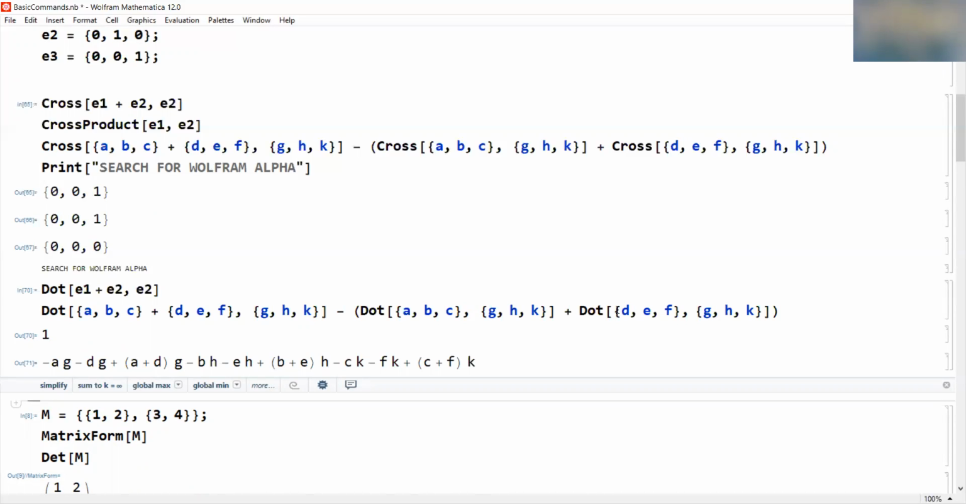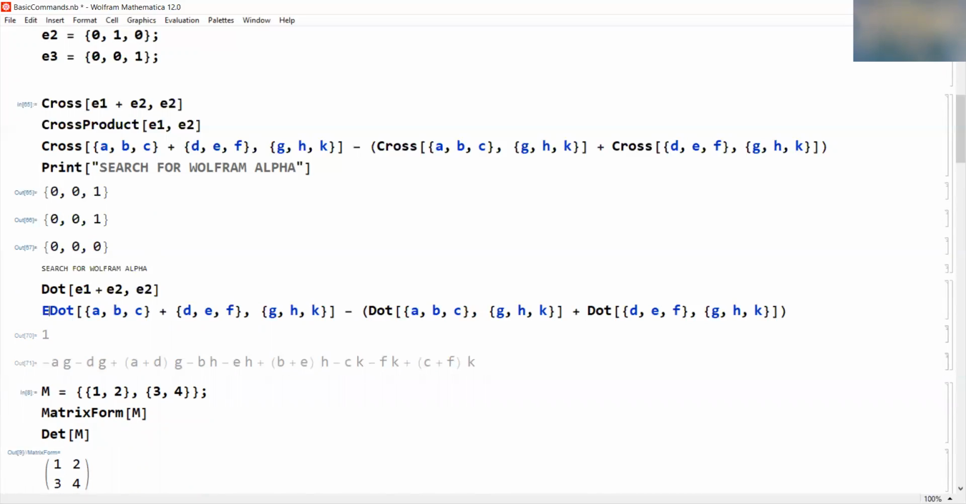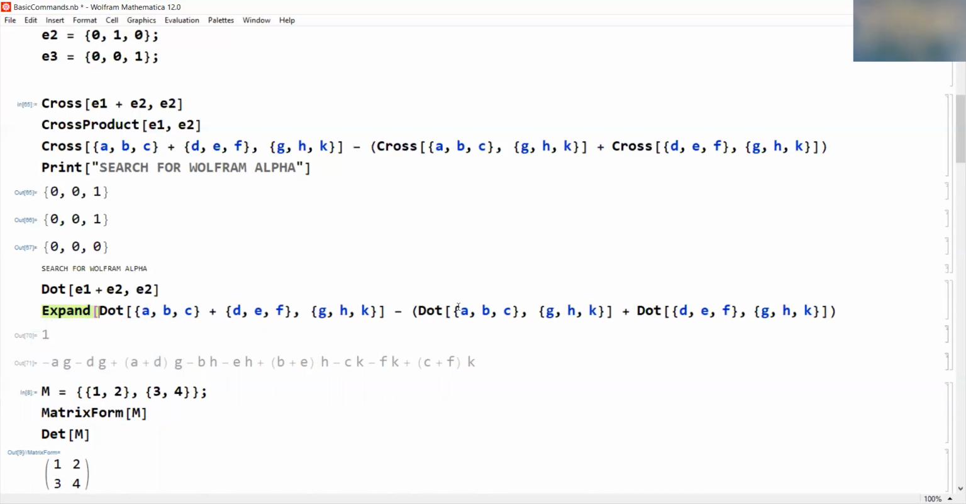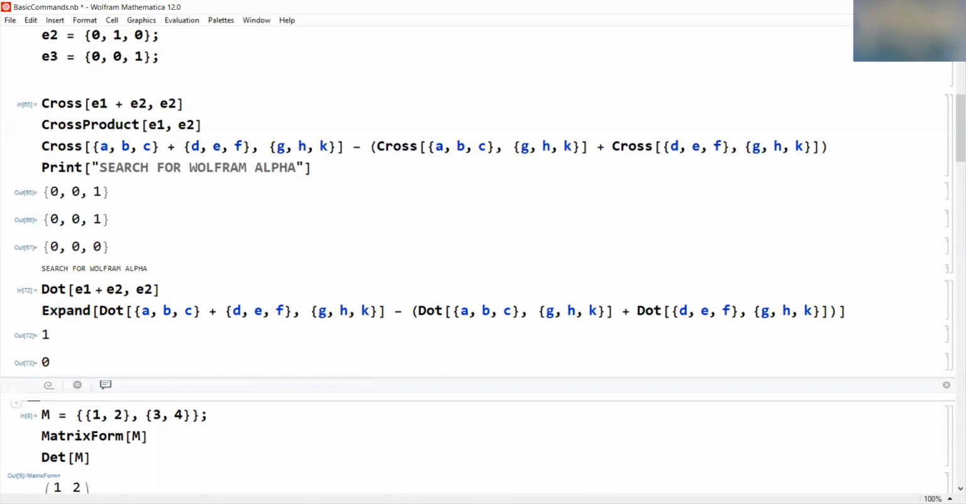It's not 0. So it is not 0. Or is it? So when you look at this, is this 0 or not? We have negative AG minus DG, and we have A plus D times G. Is it 0? Okay, so we think everything expands outward. So let's put in the word Expand, which basically tells Mathematica to expand out everything. And now you get 0.